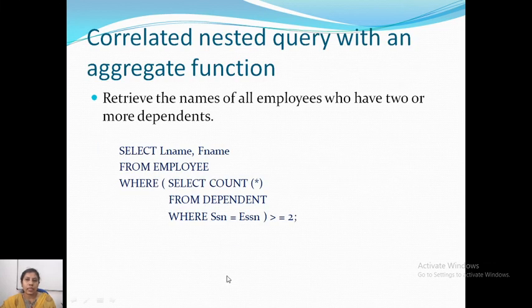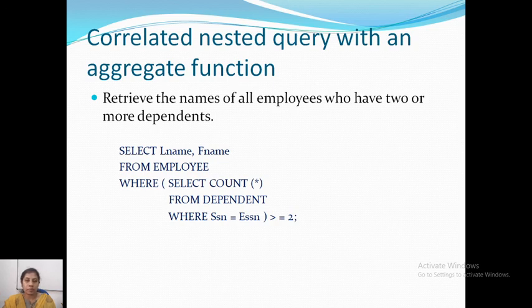Now we'll see another example where we are using an aggregate function in the correlated nested queries. Here the query is: you need to retrieve the names of employees who have 2 or more dependents. What we have to fetch is the name of the employees.